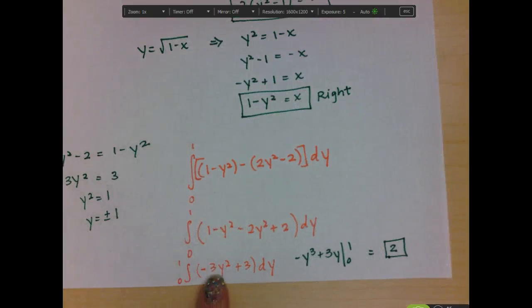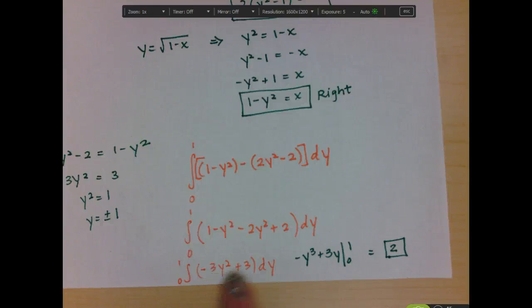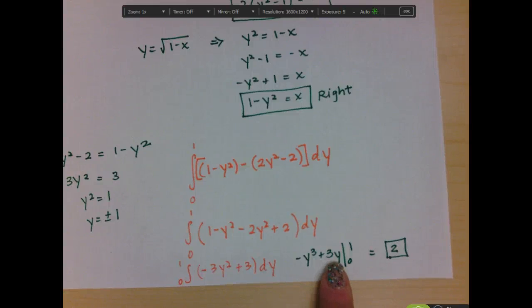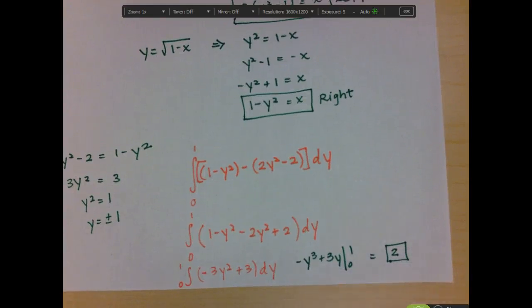If we take the antiderivative of the first term, we'll actually end up with negative y cubed. And if we take the antiderivative of the second term, we'll get 3y. If we plug 1 into that function, we're going to get 2. And if we plug 0 into that function, we're going to get 0. So 2 is our final result.